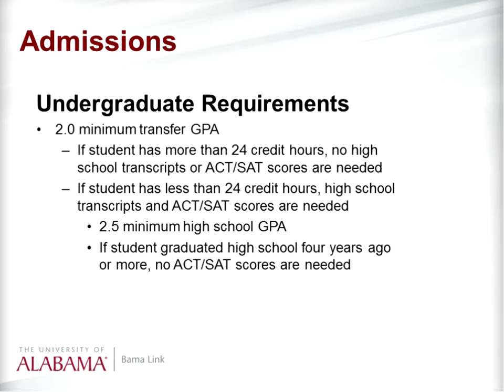But if you have less than 24 credit hours at your community college, or period so far, from any institution, you would need to send in your high school transcripts, and they're looking for at least a 2.5 minimum high school GPA. And if you have graduated high school less than 4 years ago, you would also need to send your ACT or SAT scores. But if it's been 4 years or more since you've completed high school, you would not have to send those scores in. But just remember, if you have at least 24 credit hours of work, all you have to worry about are college transcripts. And if you're Bama Link eligible, that would mean that you have your associate degree, and you should be covered by that anyway.